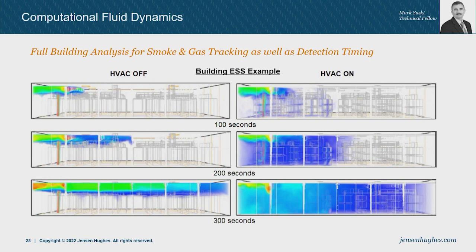Instead of just thinking where we want to put these detectors, and, oh, I'll put them here, here, and here, or I'll just space them as the code tells me to space them, this way we actually have better data, knowing that if I have my HVAC off, here's where my gas is going to be, or if I have my HVAC on. So it allows us to be a lot smarter and a lot more pinpoint, which in a large space could be a significant difference in how many detectors I'm placing and where.